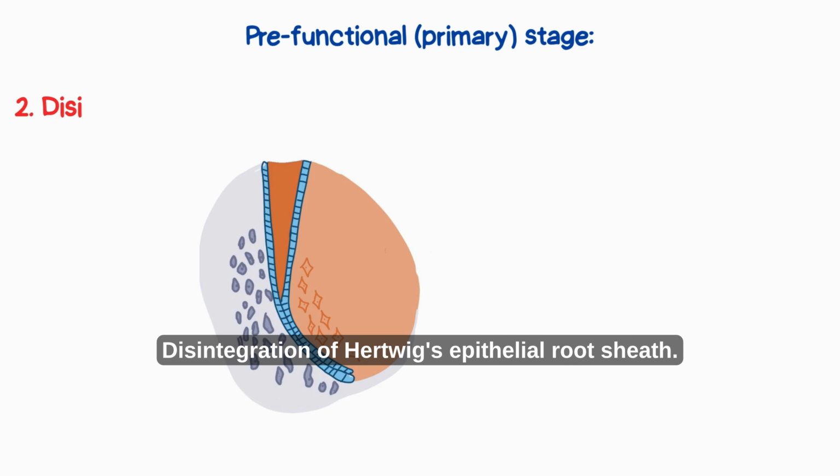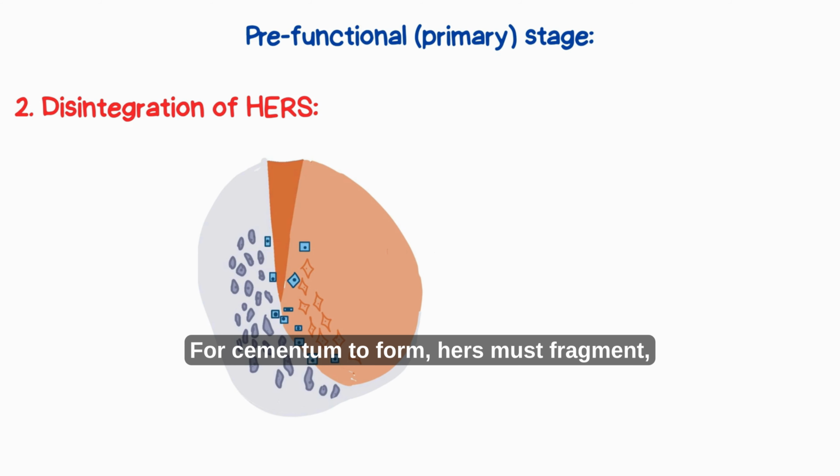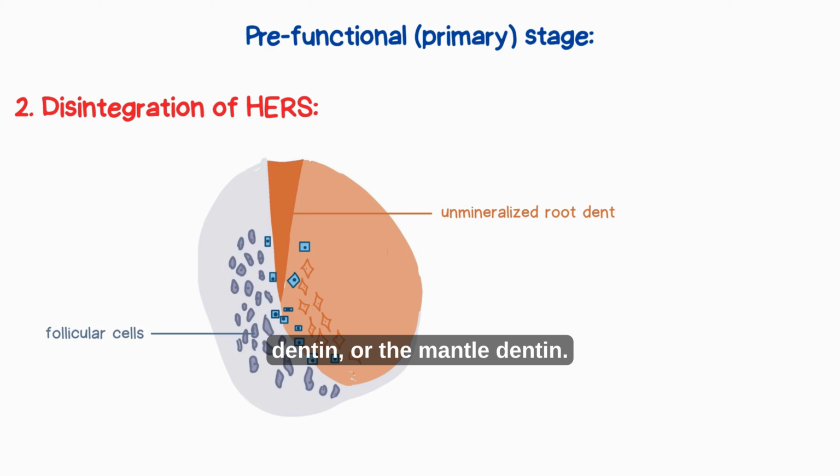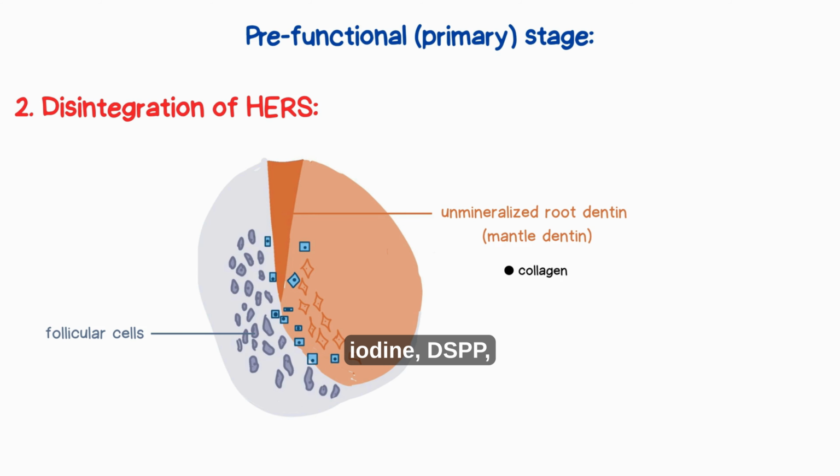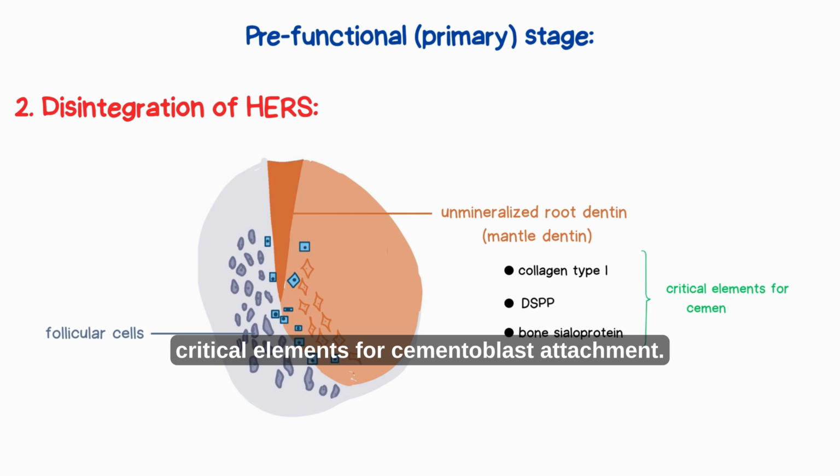2. Disintegration of Hertwig's epithelial root sheath. For cementum to form, HERS must fragment, allowing direct contact between follicular cells and the unmineralized root dentin, or the mantle dentin. This matrix contains collagen type 1, DSPP, and bone sialoprotein, all critical elements for cementoblast attachment.